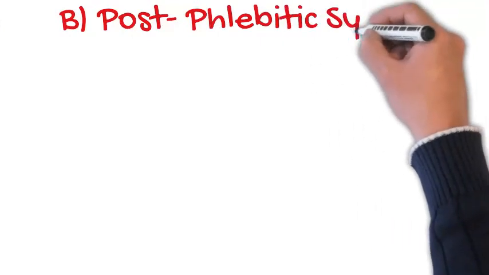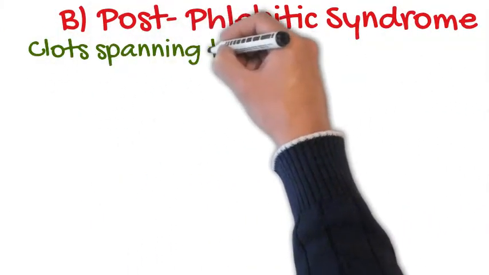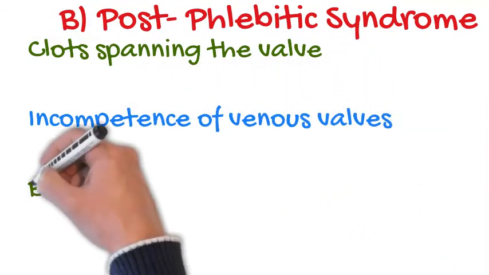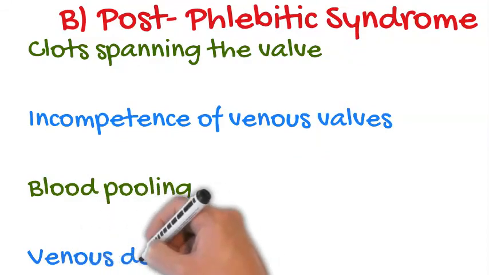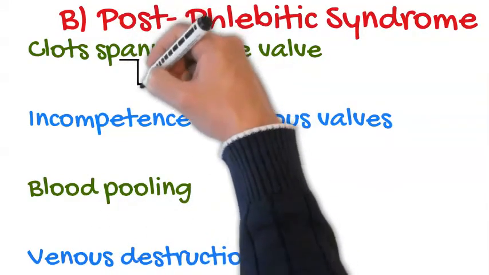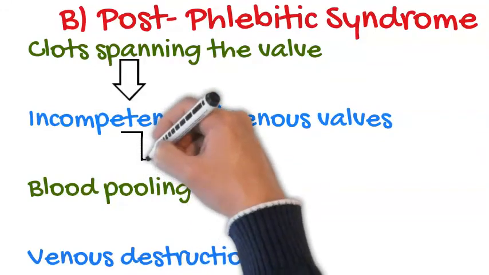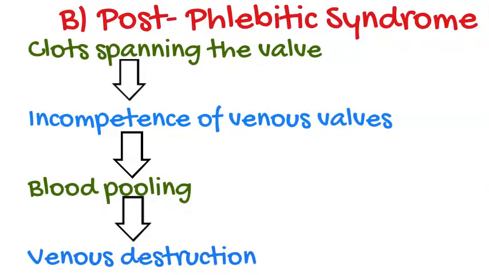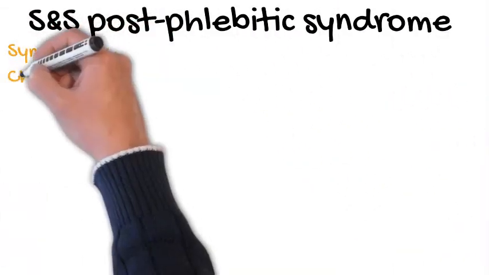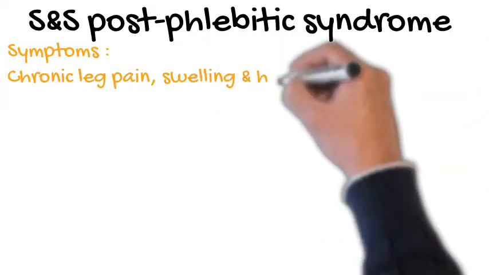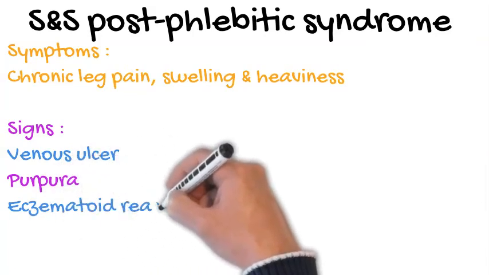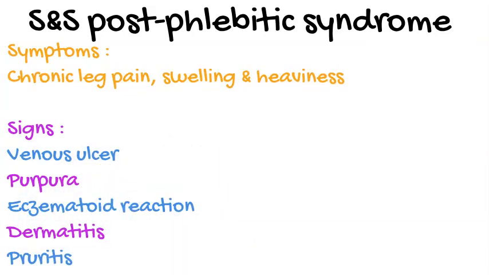For post-phlebitic syndrome, it is a late complication of deep vein thrombosis. What happens is the clot spans the valve, causing incompetence of the venous valve. There will be blood pooling, then venous destruction will occur. Symptoms of post-phlebitic syndrome are chronic leg pain, swelling, and heaviness. The signs are venous ulcer, purpura, eczematoid reaction, dermatitis, and pruritus.